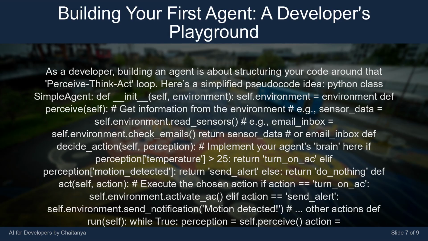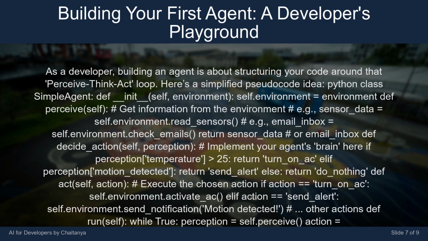Here's a simplified pseudocode idea. Python. class SimpleAgent: def __init__(self, environment): self.environment = environment. def perceive(self): # get information from the environment. # e.g., sensor_data = self.environment.read_sensors() # e.g., email_inbox = self.environment.check_emails() return sensor_data # or email_inbox.